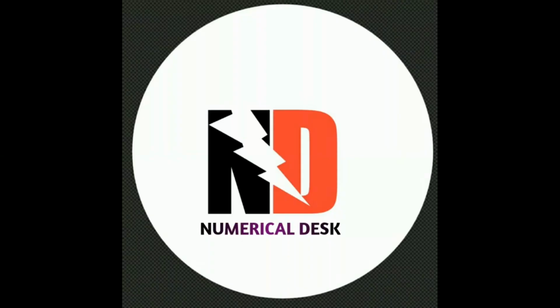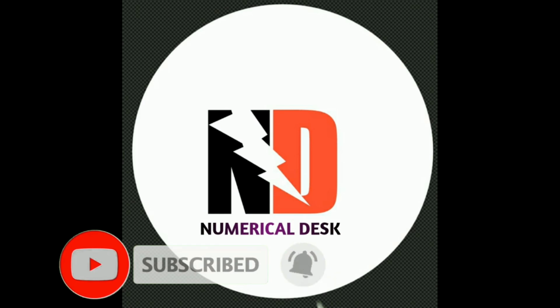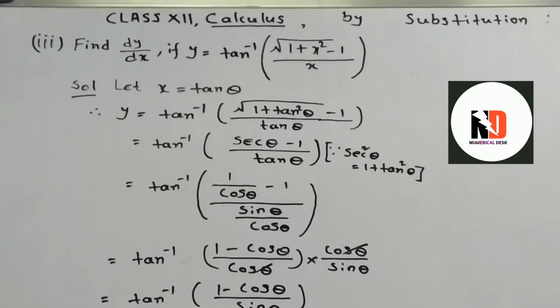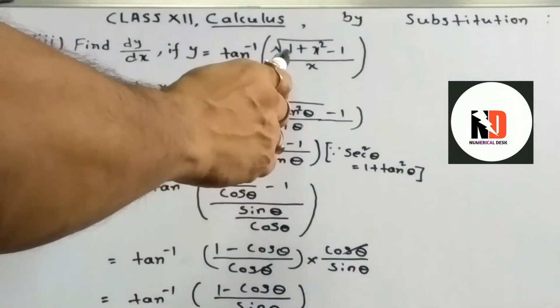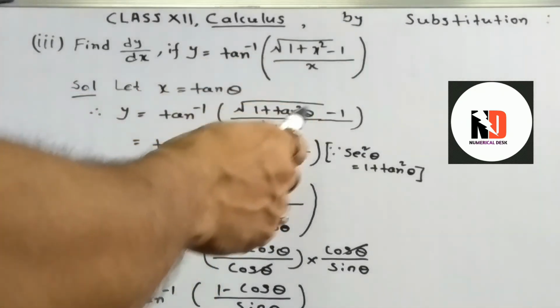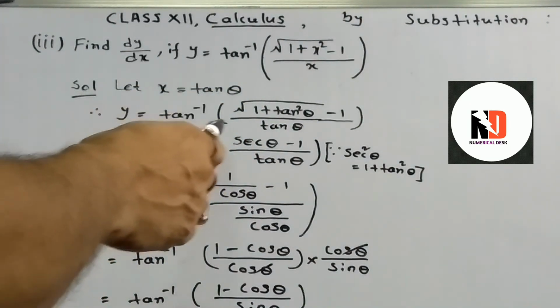Now come to the next sum. This is again a sum relating to substitutions. It is a common format, because y equals tan inverse of root of 1 plus x square minus 1 by x. So whenever there is root of 1 plus x square, always assume x equals tan theta, so that it becomes a standard form.